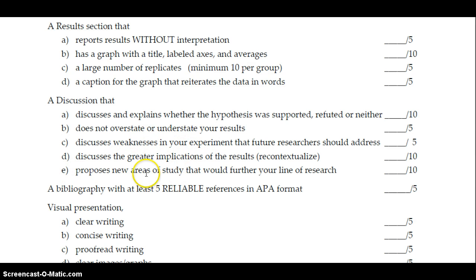And then lastly, propose new areas of study that could further your line of research. So the next person who wants to do a science fair like you, how should they do similarly? How should they do differently? What's a related question that they could maybe answer? And then right at the end of that, you'll have a bibliography with at least 5 reliable references in APA format, just like we learned at the beginning of the year.